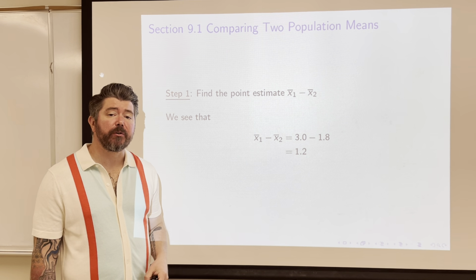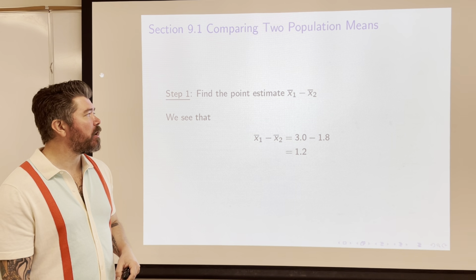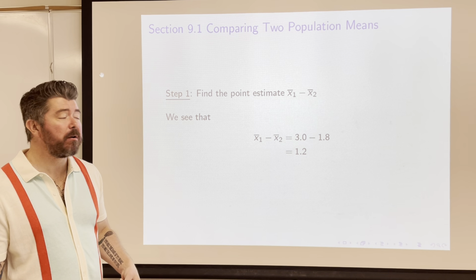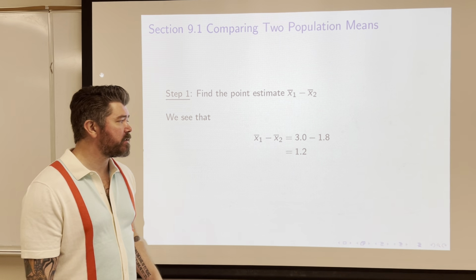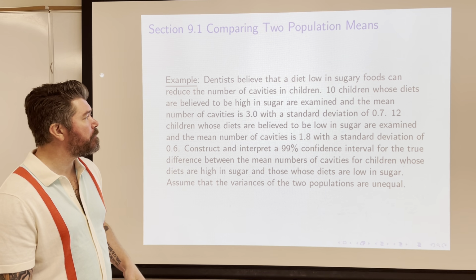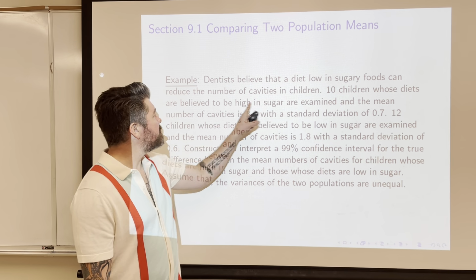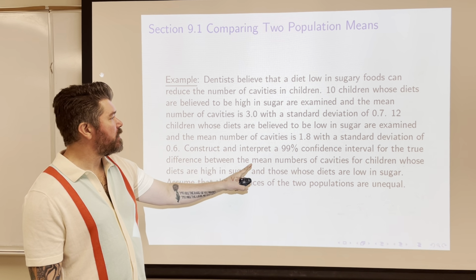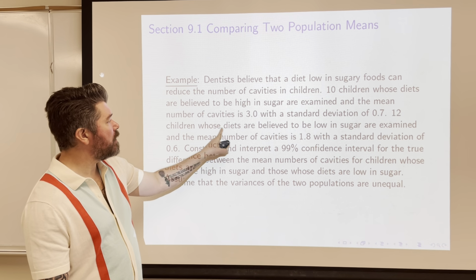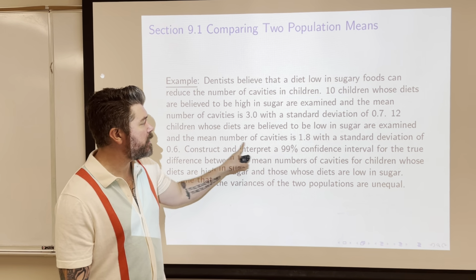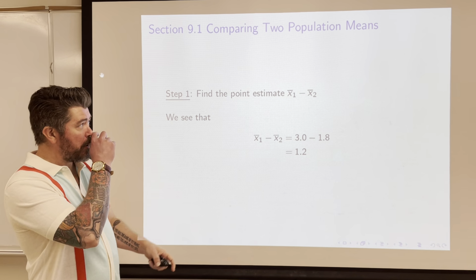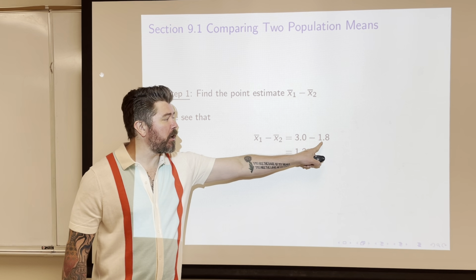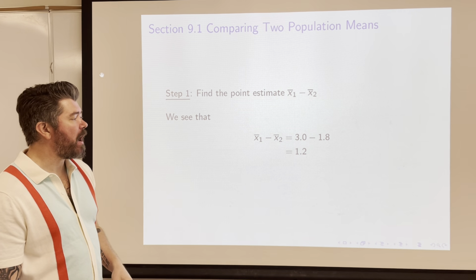We're going to follow our three-step process. So first, we want to find our point estimate. We're wanting to estimate the difference between the means. So we look at x bar 1 minus x bar 2. Now notice in this problem, the children whose diets are high in sugar have a mean of 3. And the children whose diets are low in sugar have a mean of 1.8. So x bar 1, the high sugar mean, minus x bar 2, the low sugar mean, gives us a value of 1.2.